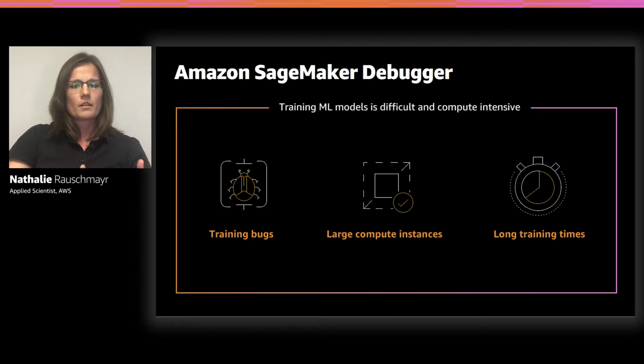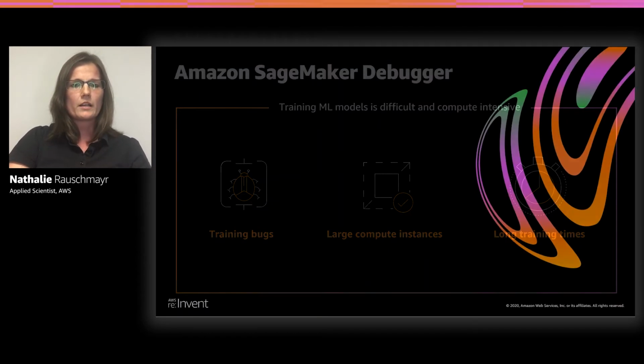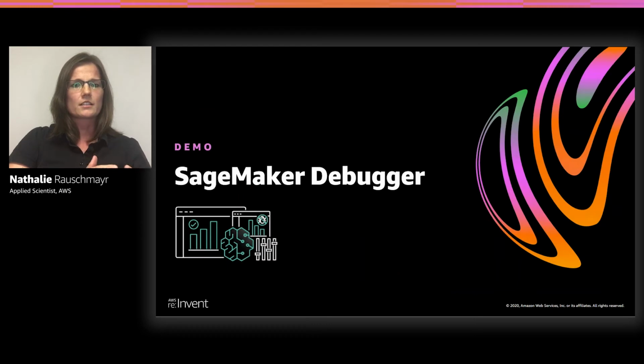When we do machine learning model training, we typically train those models on large compute instances because we have large data sets. Especially when we train deep neural networks, we train them on GPU instances, and trying to use those instances as efficiently as possible is not always easy. But given that training machine learning models typically takes a long time, we want to ensure that we use the resources as efficiently as possible to reduce the training time. And now I would like to jump to the demo where I will show you how you can achieve exactly that with SageMaker Debugger. So let's take a look.